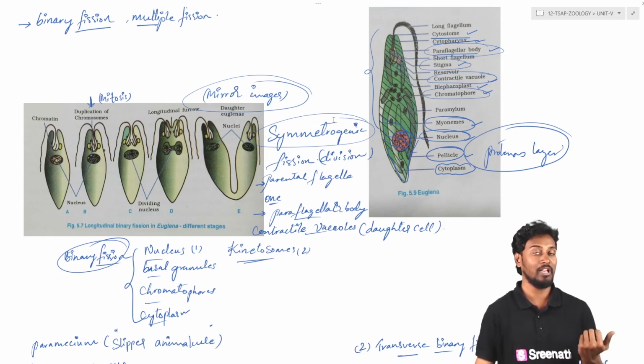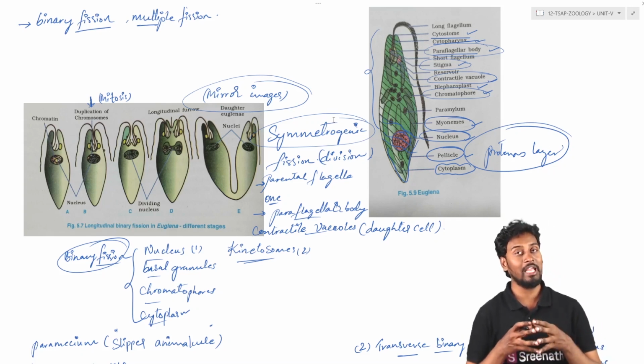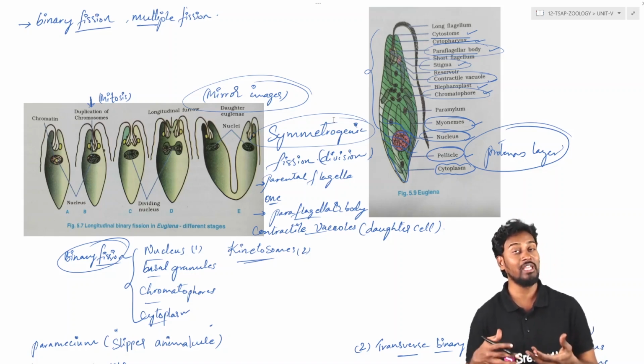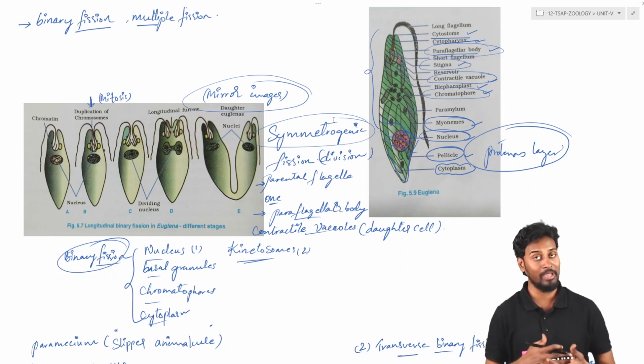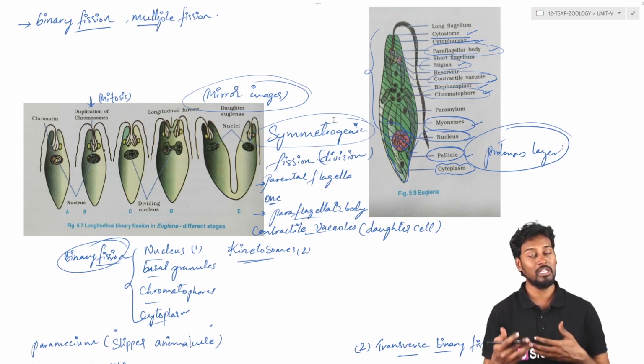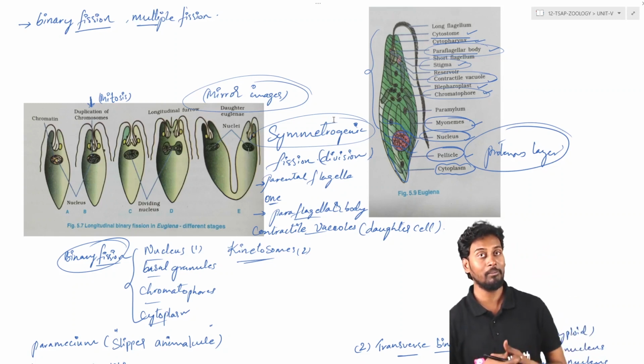So at the end of this particular binary fission we can see the generation of two daughter cells which are mirror images of each other, and also they show exactly the same characters of the parental cell. So that is the mother cell. So they are called symmetrogenic, or we can also say they are the mirror images.